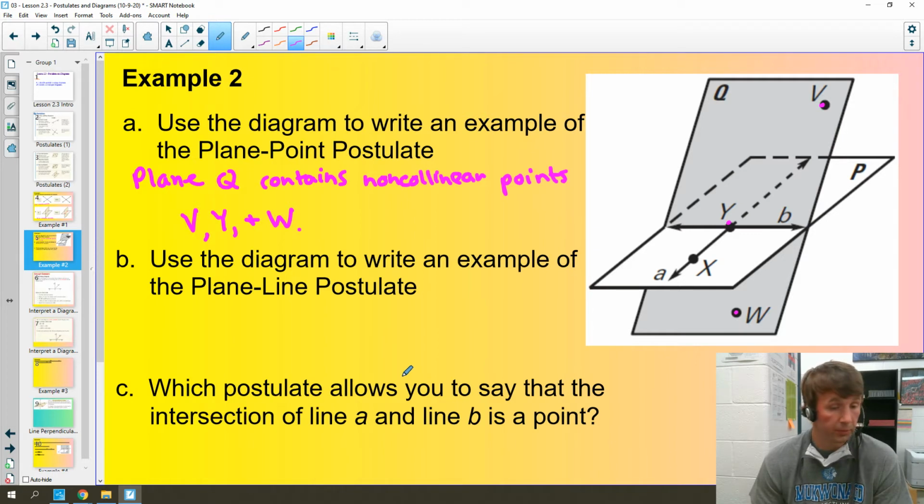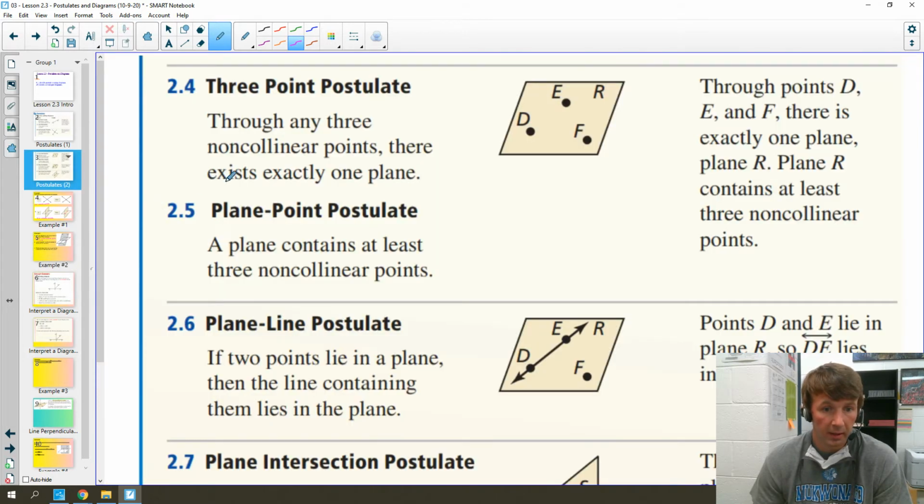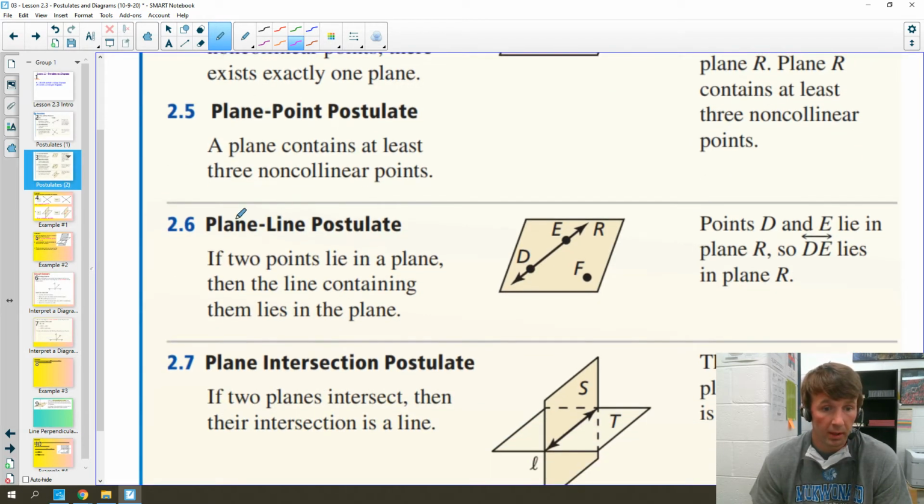So looking at part B here, it's just going to a different postulate. Let's find the plane line postulate. The plane line postulate is right here. If 2 points lie in a plane, then the line containing them lies in the plane. So use this as your model. I think this is very good: points D and E lie in plane R, so line DE lies in plane R as well. So we're going to do basically that exact same thing, except for our specific figure.